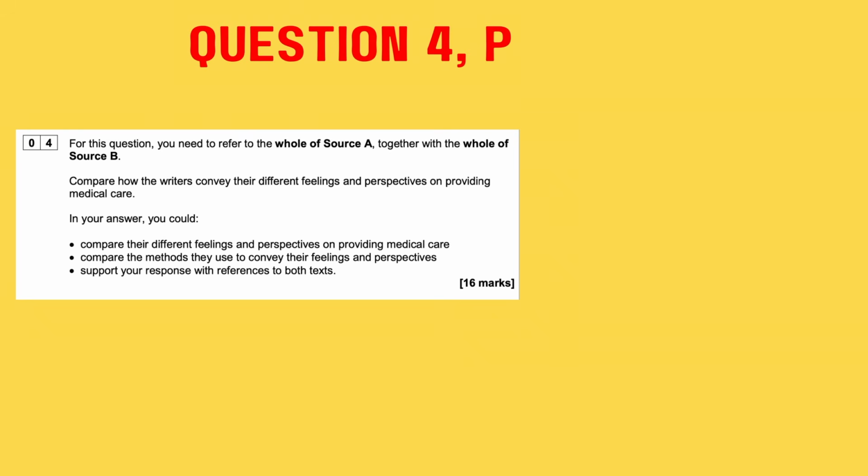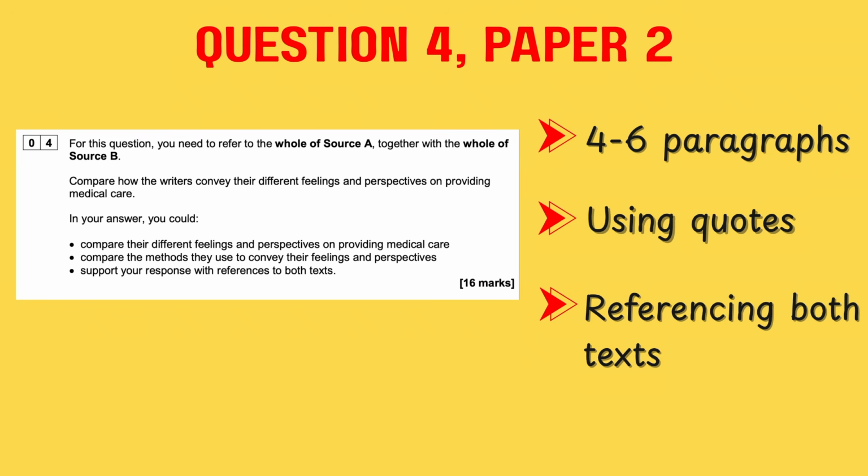Now let's look at question 4 in paper 2. As we know, paper 2 will ask us to analyse 2 non-fictional texts. The key thing to note is that there are 2 texts, which means we'll be comparing them for question 4. So again, we're looking at writing about 4 to 6 paragraphs, depending on your paragraph size. And again, we'll be using quotes throughout to back up the analysis we make and of course referencing both texts in a balanced way throughout.